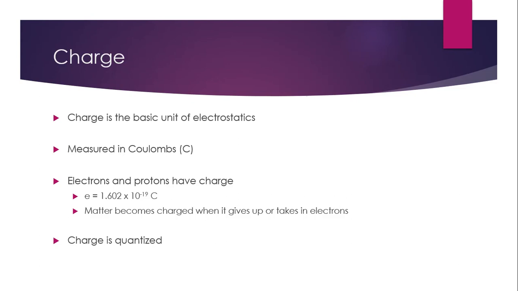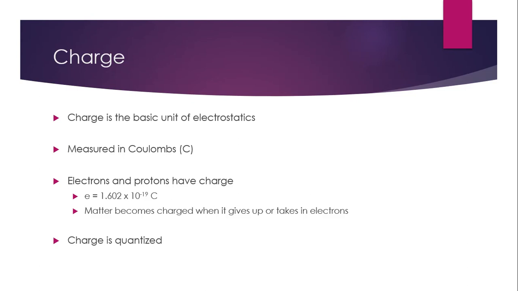As you are probably aware, from about middle school on, there are objects within an atom called electrons and protons, these little tiny particles that contain charge. It happens to work out that the electron and the proton have the same magnitude of charge, 1.602 times 10 to the negative 19th coulombs. The electron is negatively charged and the proton is positively charged.